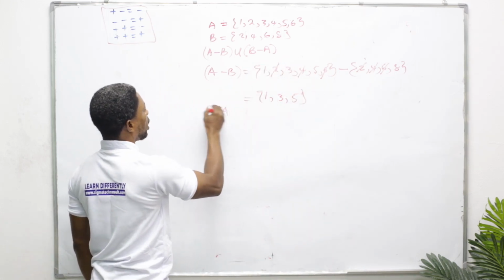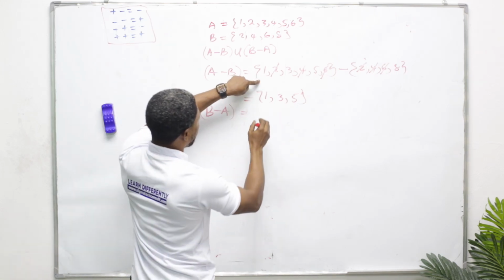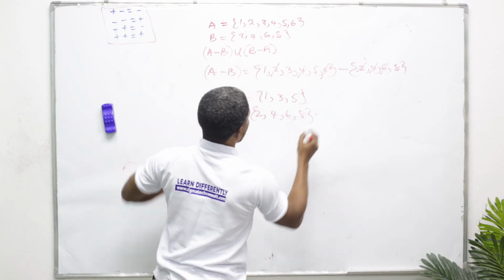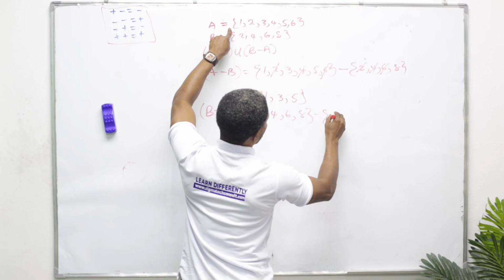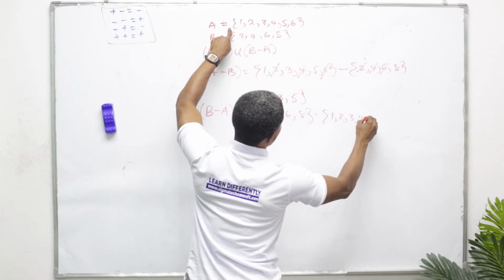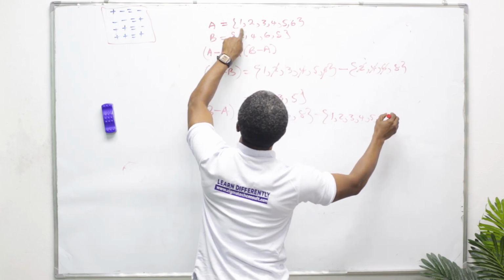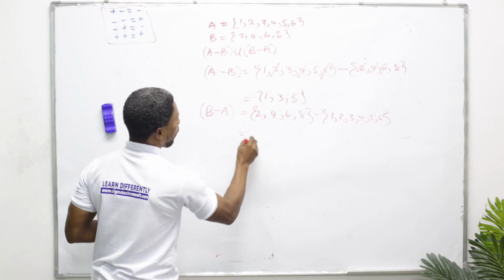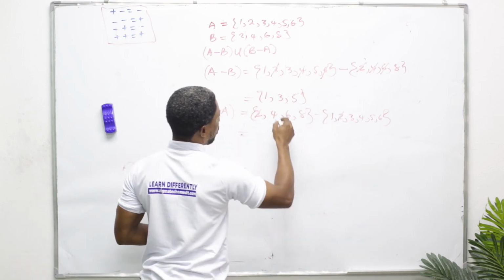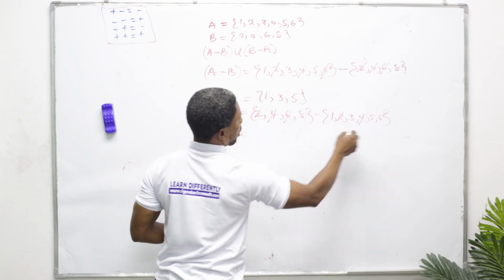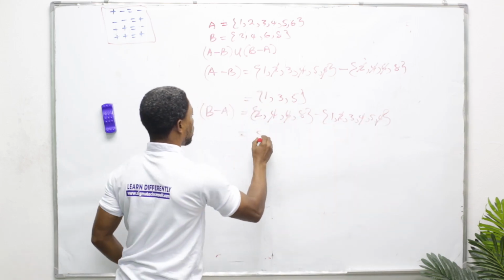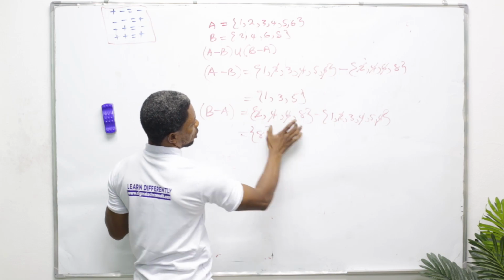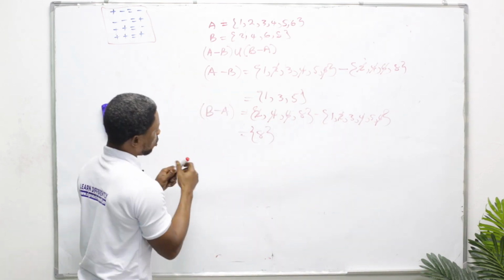When it is B minus A, the same thing, we are going to have 2, 4, 6, 8 minus 1, 2, 3, 4, 5, 6. Now let's subtract again. 2, we remove 2. 4, we remove 4 here. 6, we cancel 6 here. What is remaining here is 8. Like I said, it is what you have in the first set that gives you the answer. You ignore what is here under subtraction of sets.